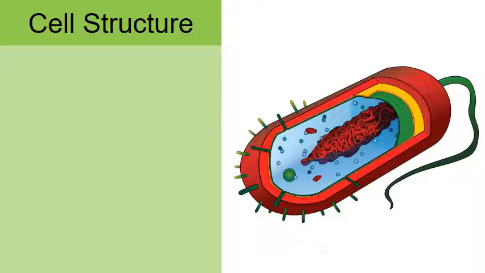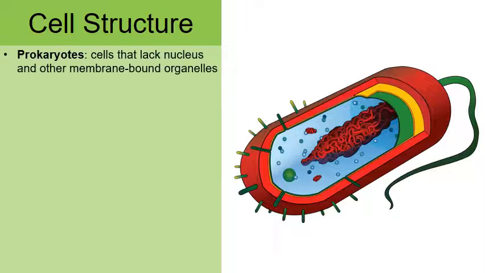So when we focus on the cell structure of bacteria, probably their most defining feature is that they're prokaryotes. They lack a nucleus and other membrane-bound organelles, organelles that you might be familiar with if you studied cell parts. They lack, for instance, a nucleus, they lack mitochondria, they lack the rough and smooth ERs, they lack Golgi bodies. But what do they have then?